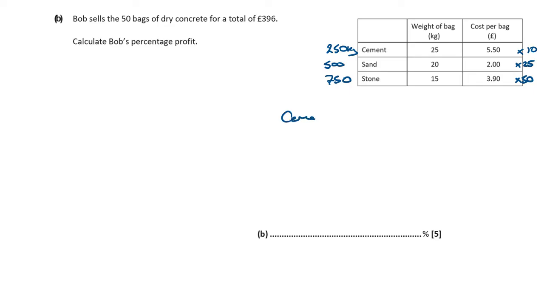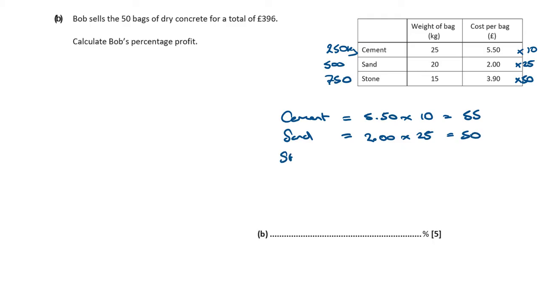Cement, that is going to be £5.50 times 10, which is, well, it's just £55, isn't it? Sand, that's going to be £2 times 25, so that's going to be £50.